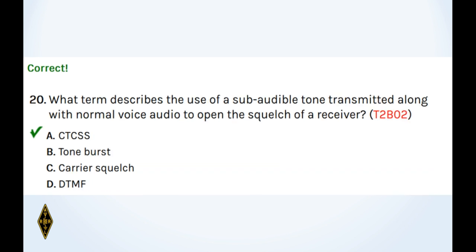And what term describes the use of a subaudible tone transmitted along with normal voice audio to open the squelch of a receiver? Well, that's known as PL tone, also known as CTCSS, continuous tone coded selective squelch.